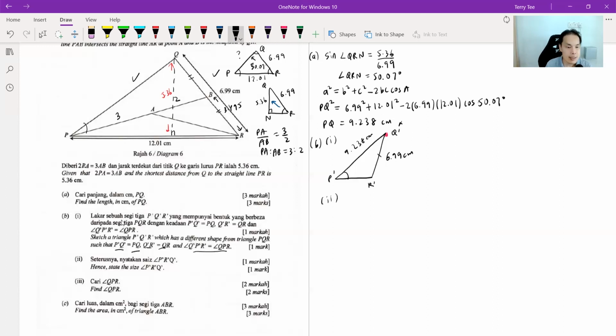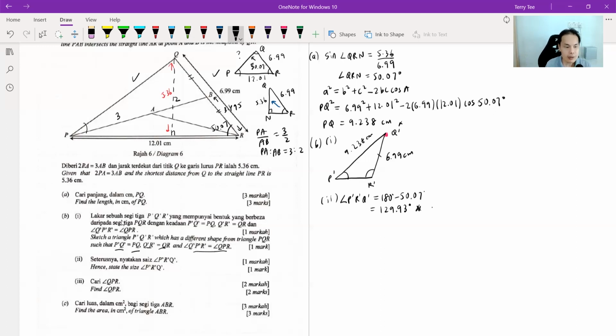Now, state the size of angle PR'Q. Notice just now previously we got this angle as 50.07. If I extend this, we know this is 50.07. In fact, this is also 50.07 because they are equal length, isosceles. And therefore, the angle next to it should be 180 minus 50.07 because it's a straight line. So I can just erase this. What I need is this angle P'R'Q', which is 180 minus 50.07. This gives us 129.93. You just have to state the angle. I don't have to do a lot of complex calculation.